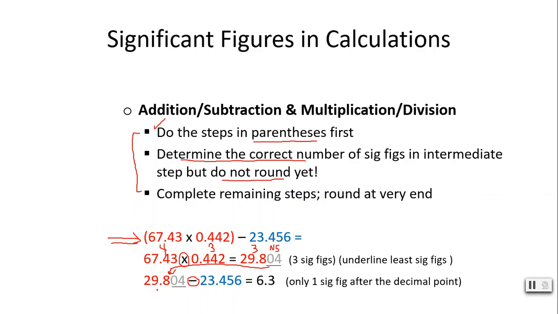How many sig figs does this number have after the decimal? It only has 1 digit that's significant after the decimal. Remember that 0 and the 4 are not significant based on the multiplication rules. So when I subtract these two numbers, my final answer can only have 1 digit after the decimal point, or 1 sig fig after the decimal point. So when you put that in your calculator, what comes up is actually 6.348. That 4 that's next to the 3, that's less than 5, so we don't round. So our final answer is just 6.3.